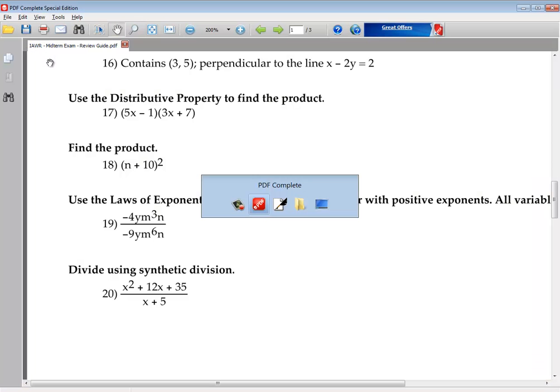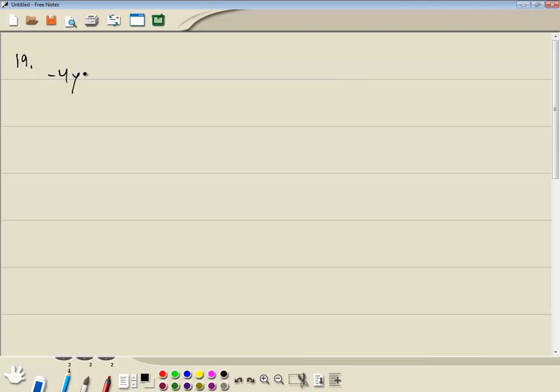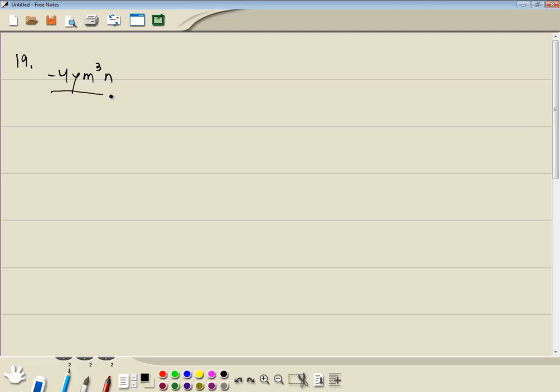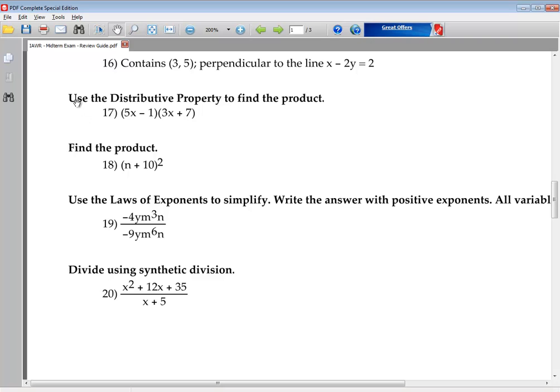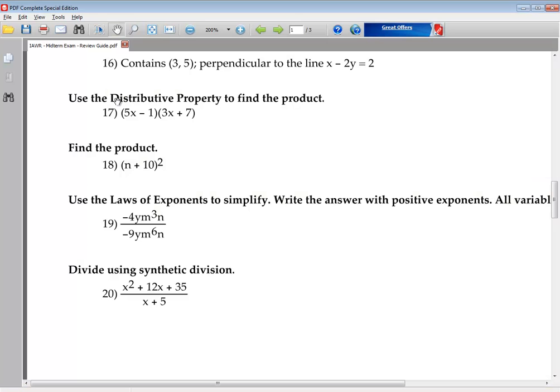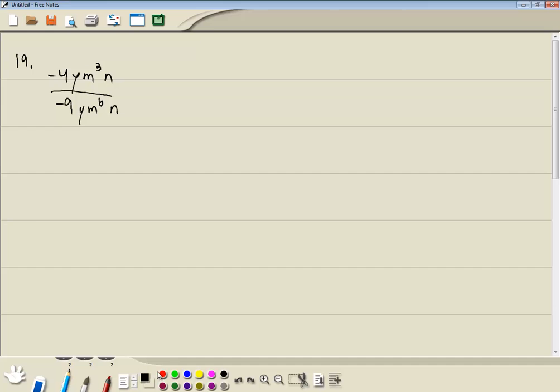We've got negative 4y m to the third n over negative 9y m to the 6 n. Well, first off, when you've got things that are exactly the same, you can always cancel them. N and n, those are going to go away. Y and y, those are going to go away. And a negative divided by negative becomes positive. Again, these are the same, aren't they? So you could cross them out. So we're left with 4m to the third over 9m to the 6.